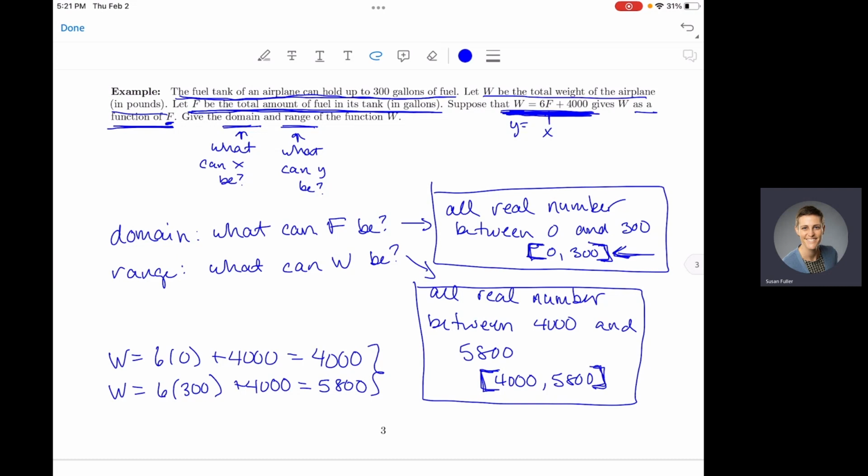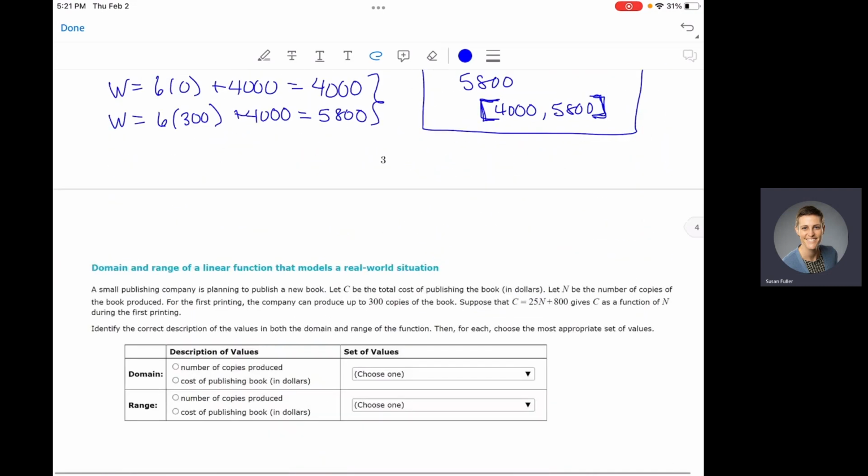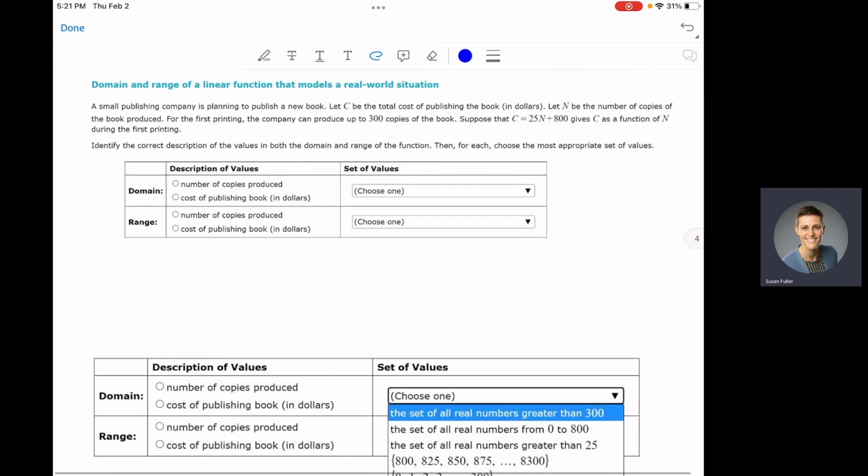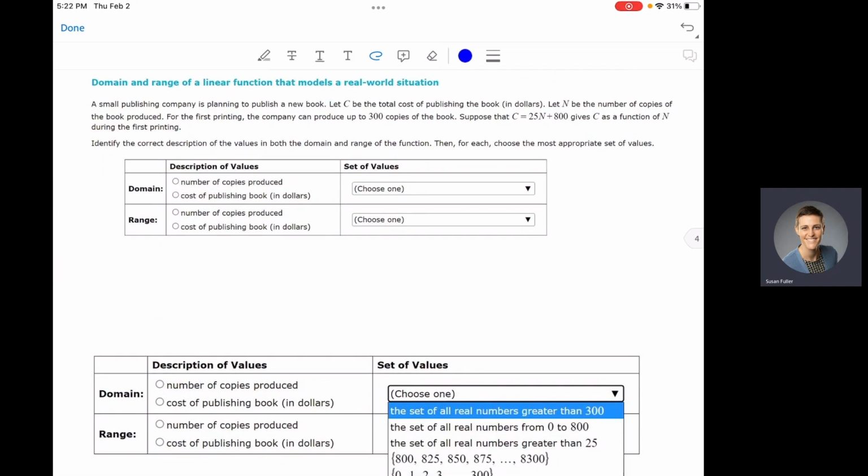Okay, let's try one more of these to show you a difference that can happen. So if you have the printed notes, this one isn't in the printed notes. I just popped in some screenshots from Alex to show you how this can be different. Okay, so a small publishing company is planning to publish a new book. C is the total cost of publishing the book, and N is the number of copies of the book produced. For the first printing, the company can produce up to 300 copies of the book, and C equals 25N plus 800 gives C as a function of N.